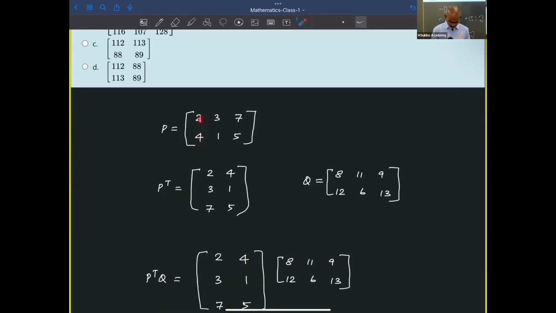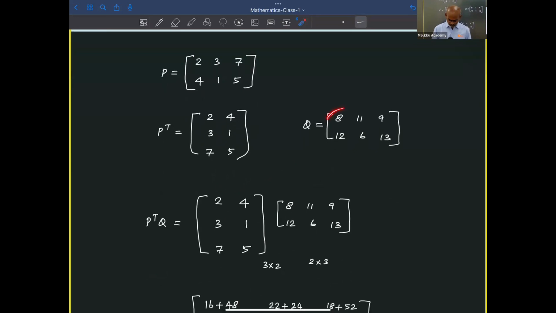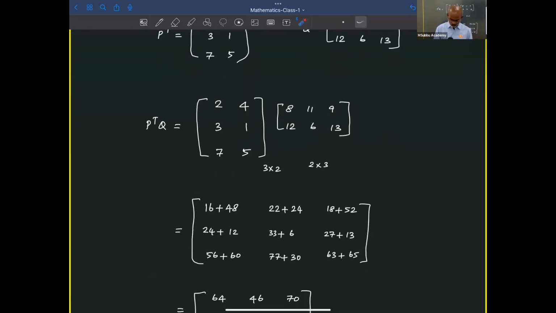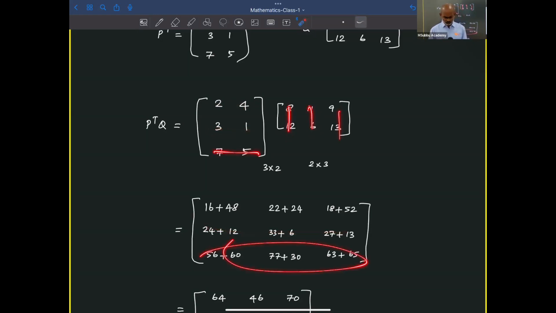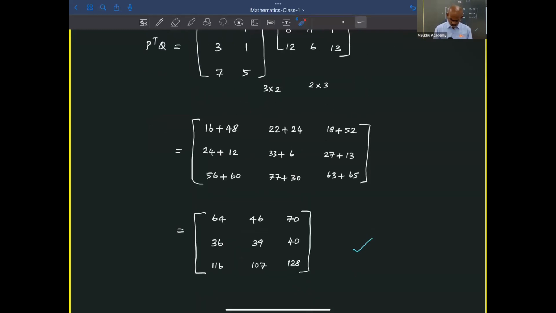Simply take the column content into a row. The second column becomes the second row. Then we have this to be multiplied: this and this will be the single entry. So 2 into 8 and 4 into 12. Like that, this multiplied by this: 2 into 11 is 22, and 4 into 6 is 24. By this way, first you multiply this, then take up this, forming the second row, and the third row will be this. By this way you'll get the multiplied matrix.